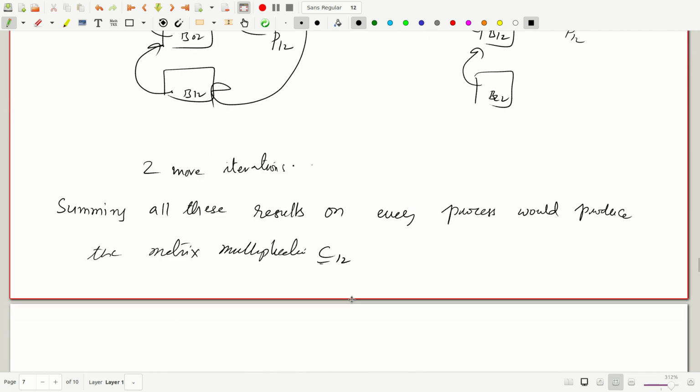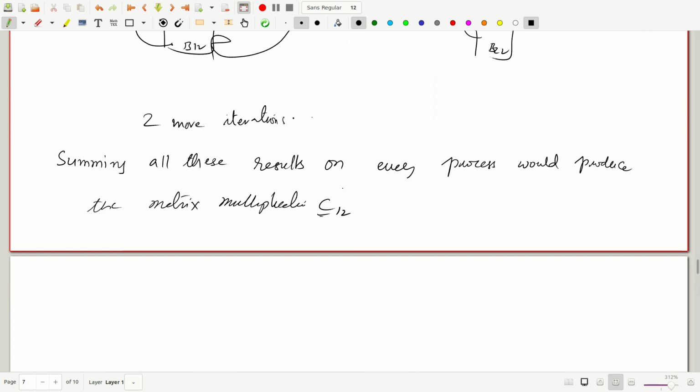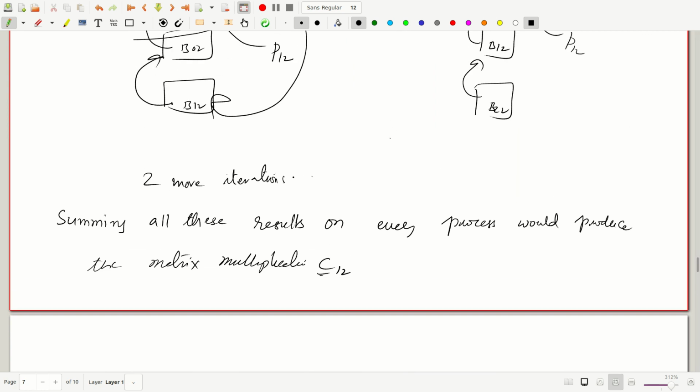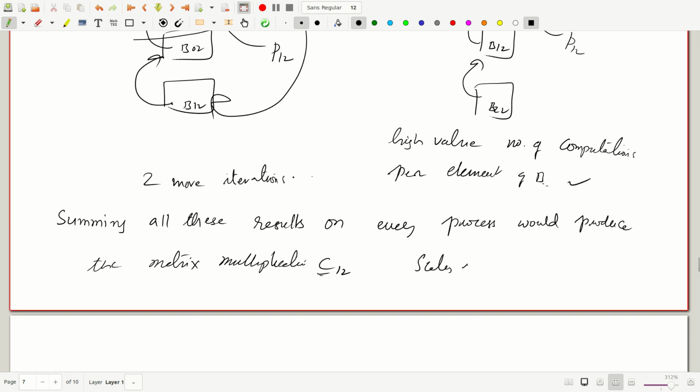So that's about matrix multiplication using Cannon's algorithm, and this particular algorithm seems to have a high number of computations per element of B. As a result, it scales well compared to the row-wise block decomposition, but row-wise block decomposition might also scale well for a certain number of processes and problem sizes.